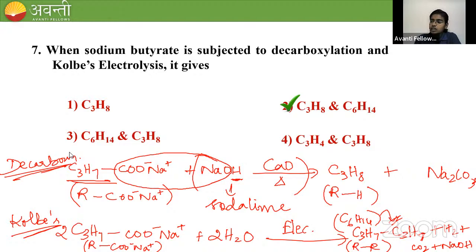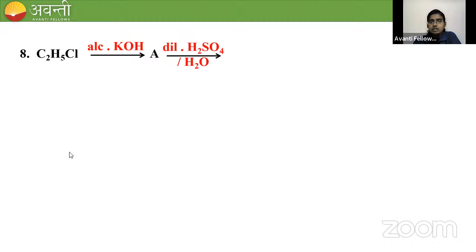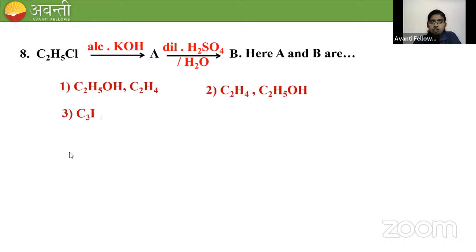Guys, do any of you have any doubt? If you have any doubt, just put it in the chat box. Let me move on to question number 8 for you. Question number 8 says that C2H5Cl is reacting with alcoholic KOH to give compound A, and compound A on treatment with dilute H2SO4 with H2O gives compound B. Compound A and B are.